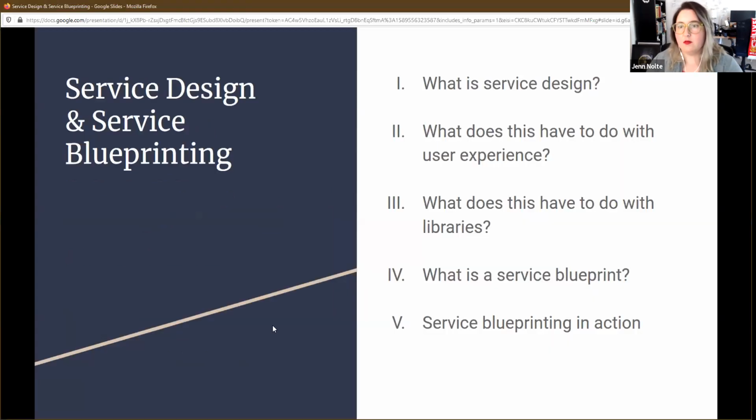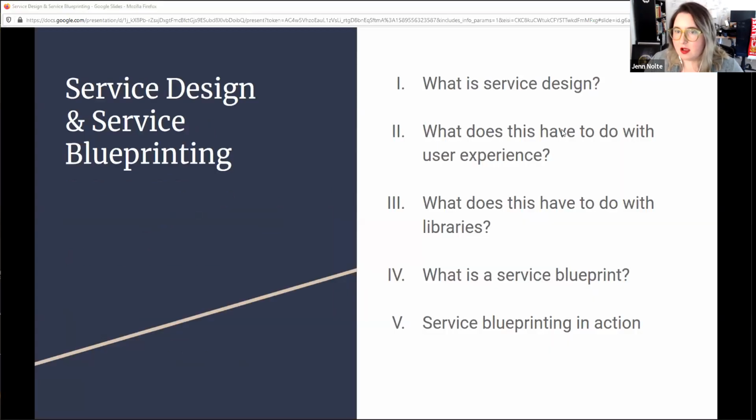So what we're going to talk about: what is service design? What does this have to do with user experience? What does this have to do with libraries? What is a service blueprint? And service blueprinting in action.